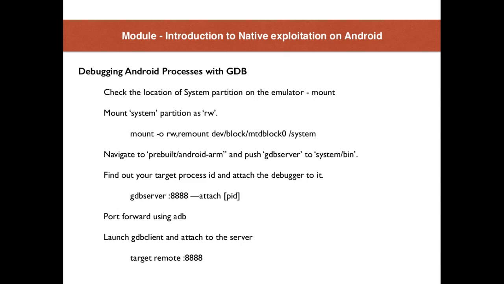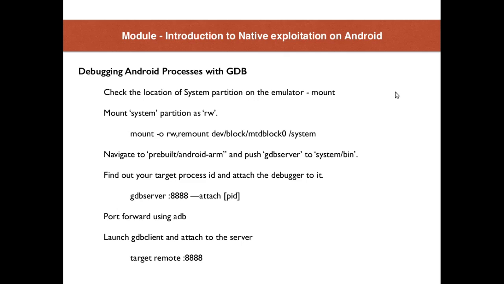In this video, we are going to see how to debug an Android process which is running on the device using GDB. So we are going to do something called GDB client and server setup, where we are going to set up a GDB server on the device and connect to it using GDB client which is running on your system. So let us see how to do this setup.